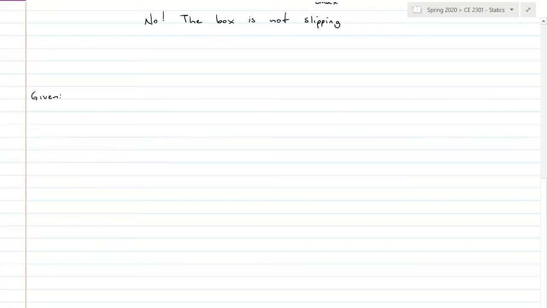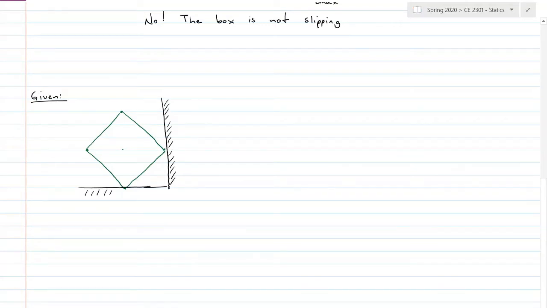Let's say we are given a square that is resting on two surfaces, propped up against two surfaces. All right, we're going to act upon the square with a force P.